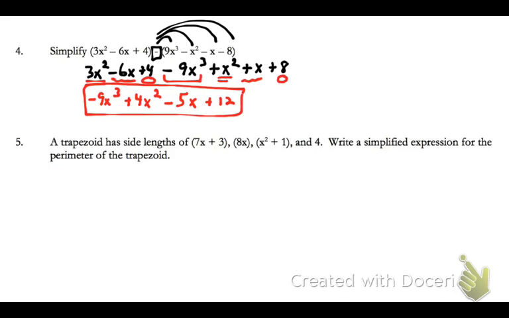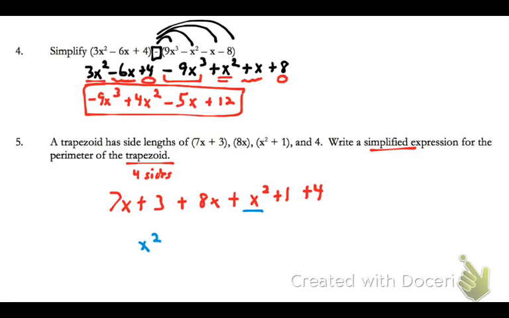Problem number 5 says a trapezoid has side lengths of 7x cubed, 8x, x squared plus 1, and 4. Write a simplified expression for the perimeter of a trapezoid. Trapezoid, we need to remember, is a quadrilateral, meaning 4 sides. Perimeter is the length of all 4 sides added together. So our simple expression, 7x plus 3 plus 8x plus the x squared plus 1 plus 4, and because it says simplified, we can simplify that expression by combining like terms.